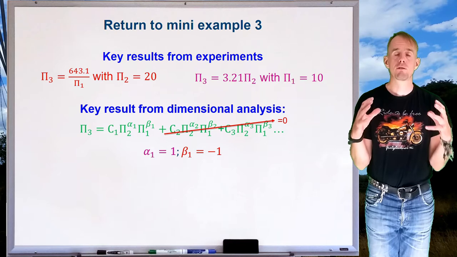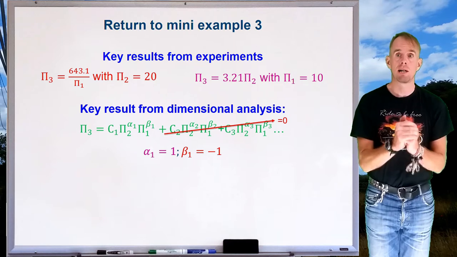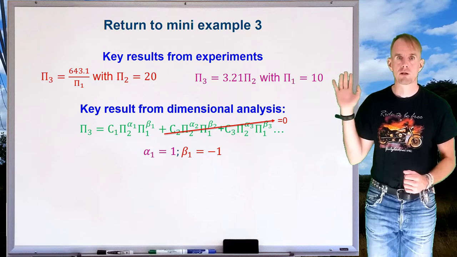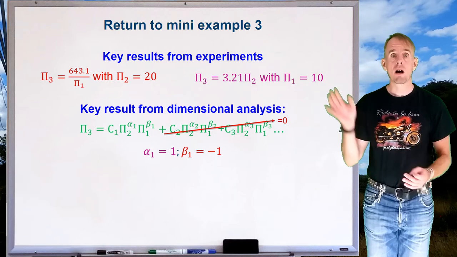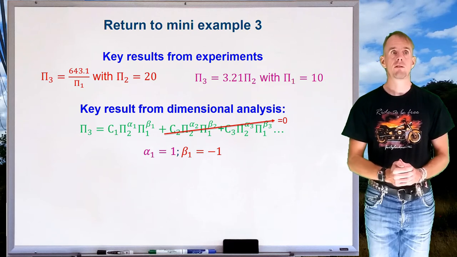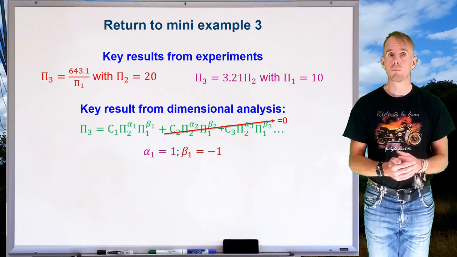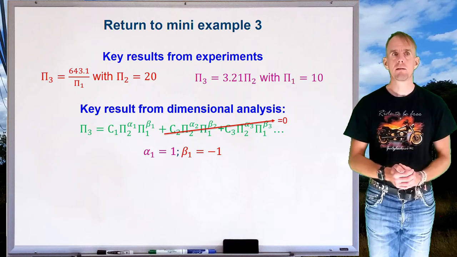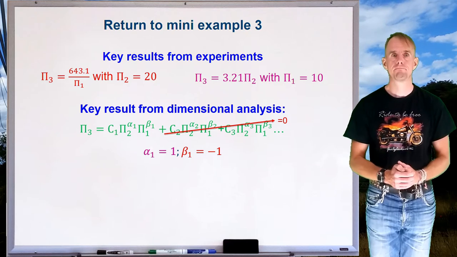If our curves from experiment had different regimes, it might have been one gradient for a certain range of values and a different gradient for a second range of values, then we would have needed more additive terms in order to capture that behaviour. But because both gradients in the experimental data sets were constant, I only need that one set of terms. And in that set of terms, I'm going to say that the exponent of pi 2, where pi 3 is 3.2 times pi 2, is 1, so alpha 1 equals 1, and my exponent of pi 1, beta 1, is going to be minus 1, because there's that inverse relationship between pi 3 and pi 1.